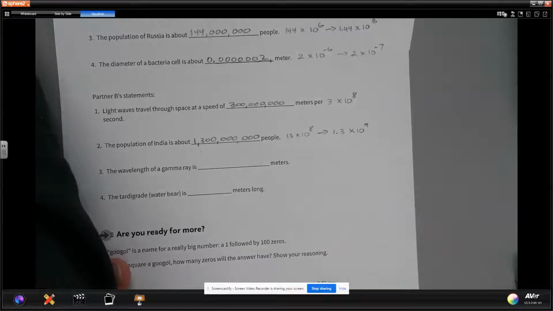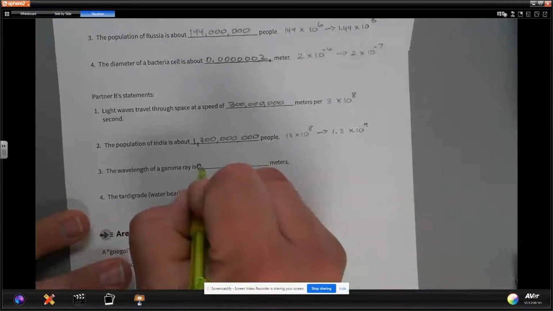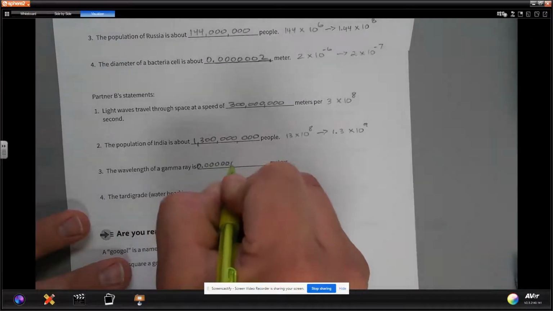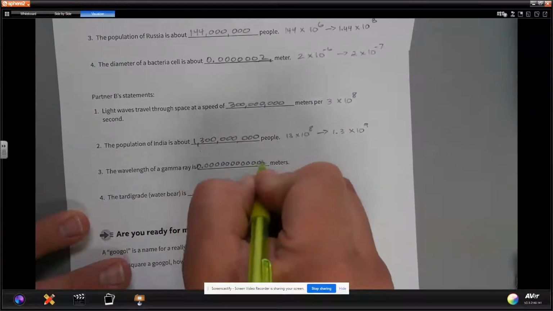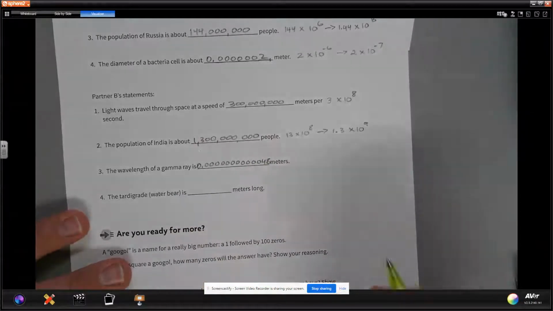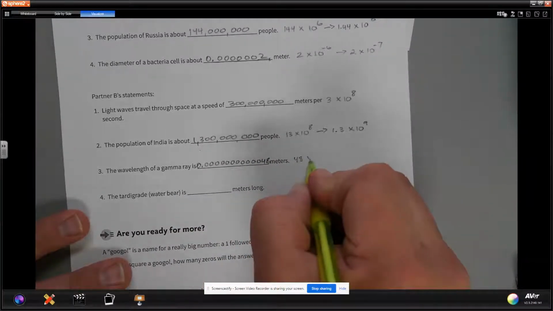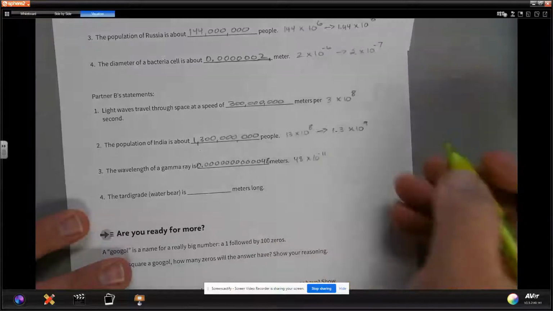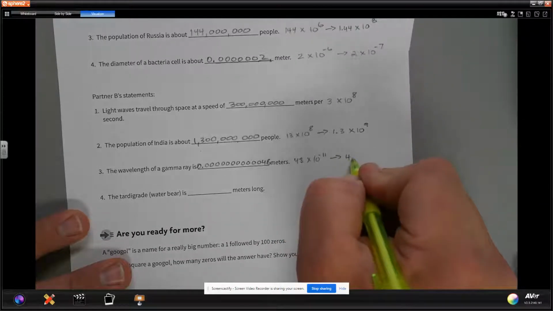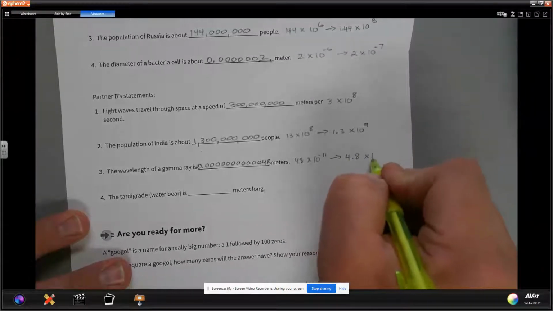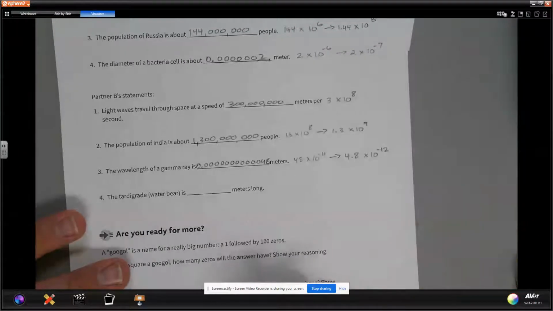When we're talking about the wavelength of a gamma ray, we're talking about a number that's like this. So this is 48 times 10 to the negative 11th power. But in scientific notation, we have 4.8 times 10 to the negative 12th power.